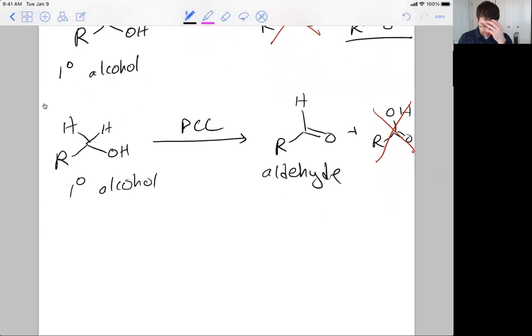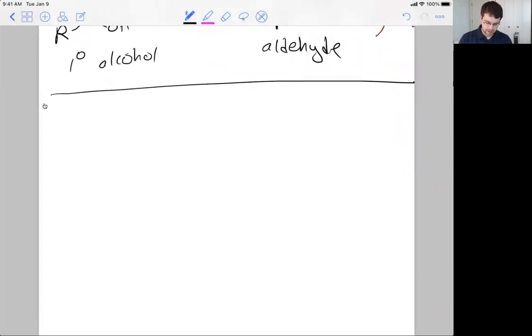So let's practice this a little bit. So let's say we've got, let's take ethanol and we will react it with Jones and PCC. Well, this is a primary alcohol.